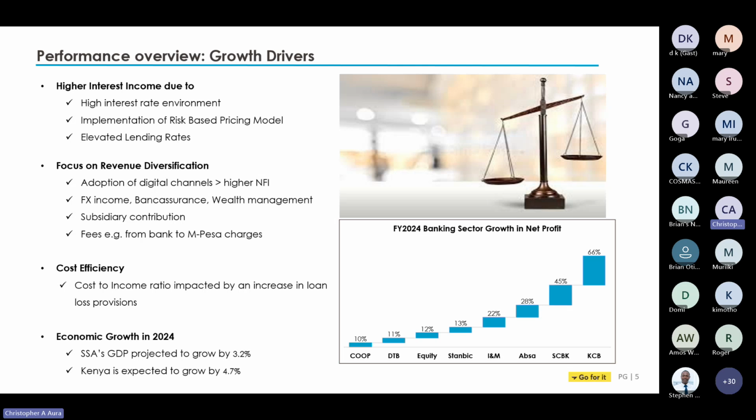But this was also a blessing, but also it was a problem, because it led to most of the non-performing loans in the market, and also led to a high cost of funds. That's the expensive deposit that we are witnessing.